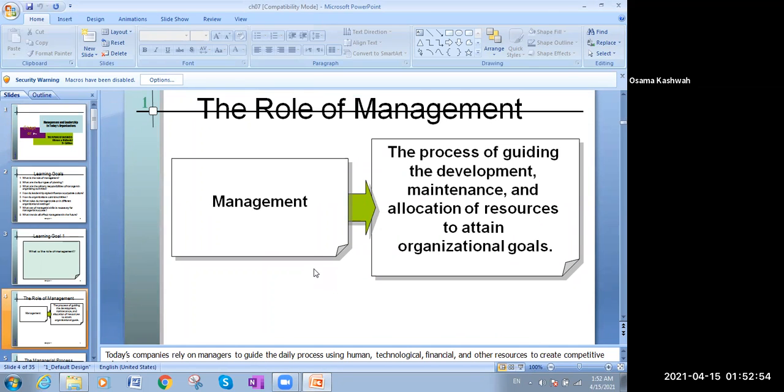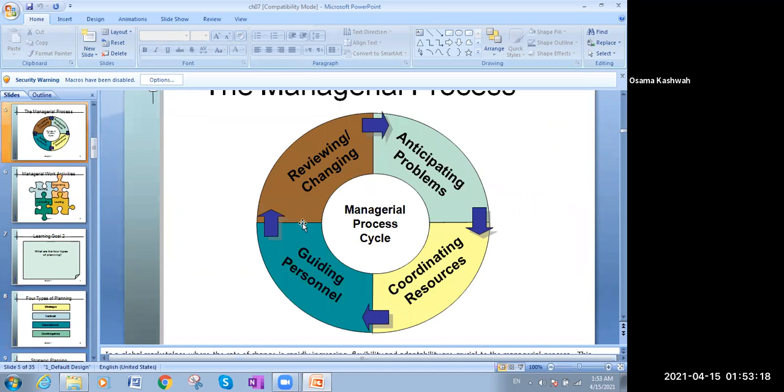What is management? We said before, management is the process of guiding and developing. It's planning, organizing, leading, and controlling. It's also achieving the organizational goals, and it's the best use of the resources, using the resources efficiently and effectively. Management is doing the work with and through other people. So all those are management work.